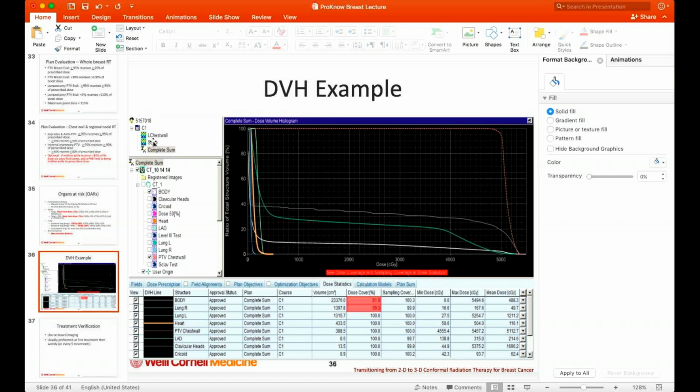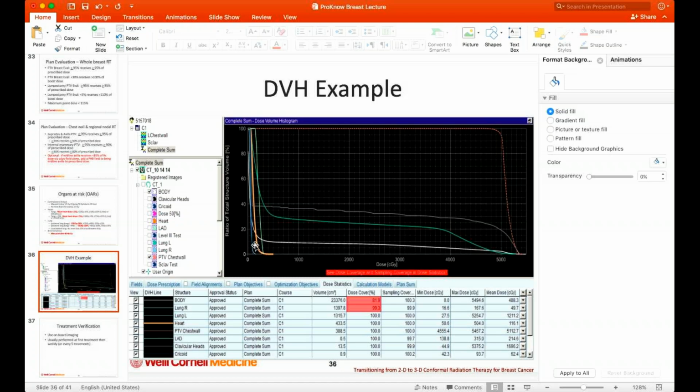So we wanted to make sure that the volume receiving 20 gray of the ipsilateral lung, the left lung in green, was not getting more than 35%. So I went to 20 gray. The volume getting 20 gray was about 30%. So that met my constraints. Also, the right lung, which is in blue, the volume getting 5 gray should not have been any more than 15%. So at the 5 gray line, there's no dose to the opposite lung, the right lung in blue.